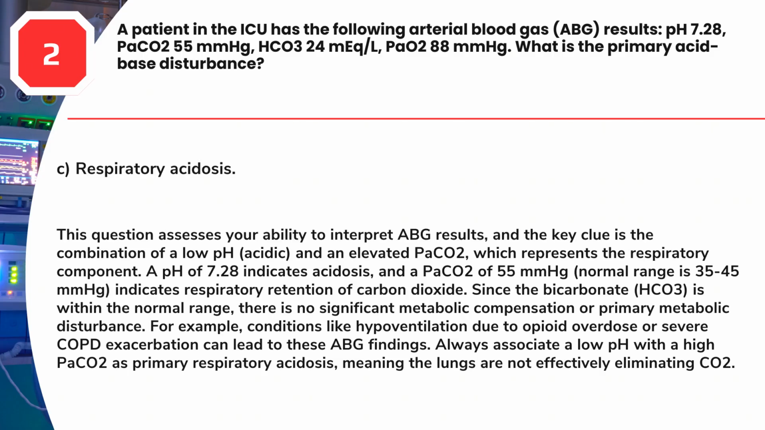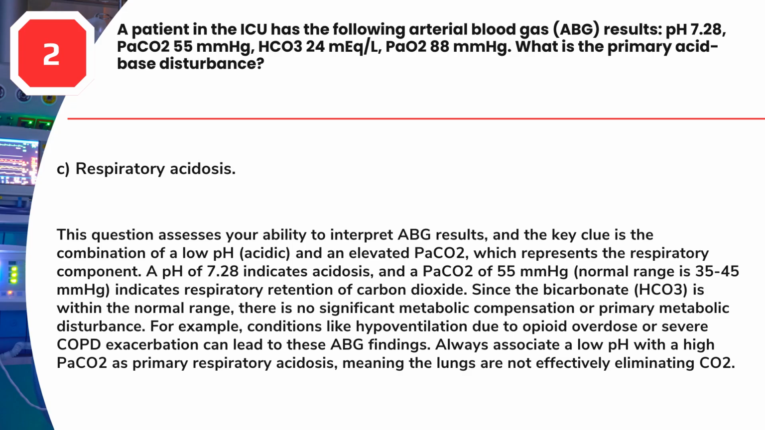Answer, C. Respiratory acidosis. This question assesses your ability to interpret ABG results, and the key clue is the combination of a low pH, acidity, and an elevated PaCO2, which represents the respiratory component. A pH of 7.28 indicates acidosis, and a PaCO2 of 55 mm of mercury, normal range is 35 to 45 mm of mercury, indicates respiratory retention of carbon dioxide. Since the bicarbonate, HCO3, is within the normal range, there is no significant metabolic compensation or primary metabolic disturbance.